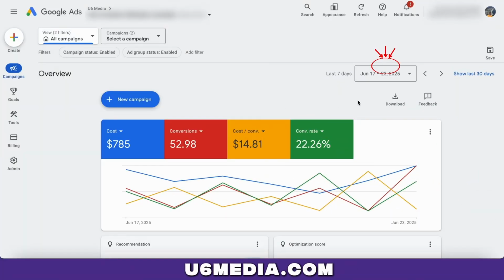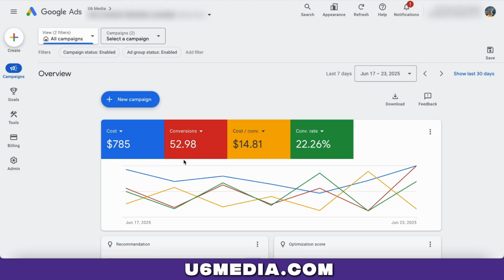So, without further ado, let's go ahead and dive right in. We're inside the Google Ads account here, taking a look at the last 7 days, so June 17th to yesterday, the 23rd. Total cost or total spend of the campaign was $785, so about $120 per day. From that, we generated 52.98 leads.